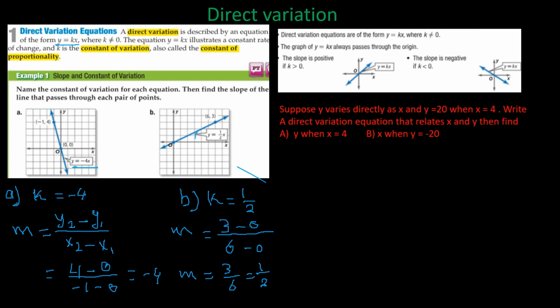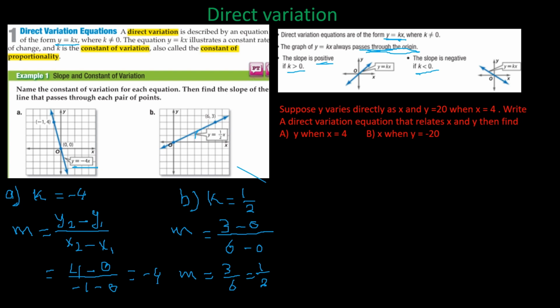Now let's see some points about direct variation. Direct variation equations are in the form y equals kx, where k does not equal 0. The graph always passes through the origin. You should remember this: if the slope is positive, then k should be greater than 0. If the slope is negative, then k would be less than 0.